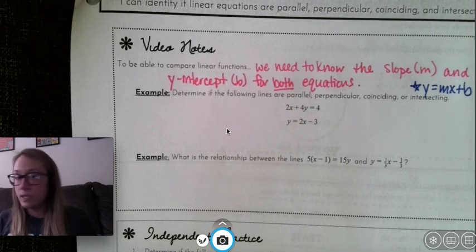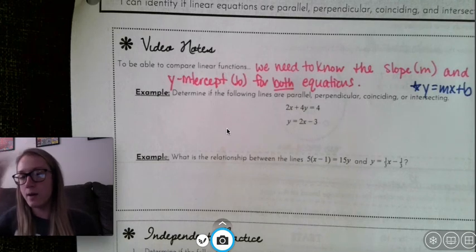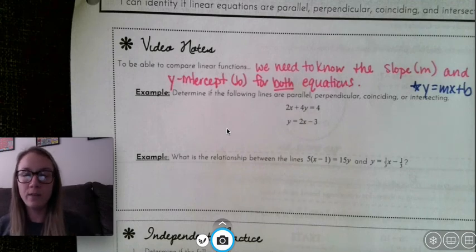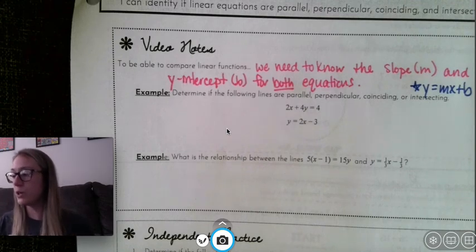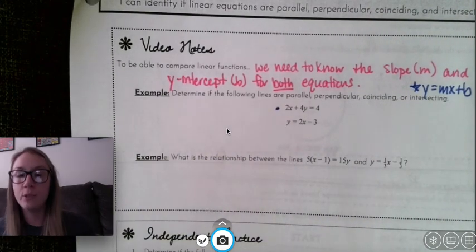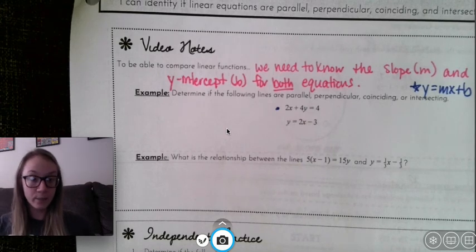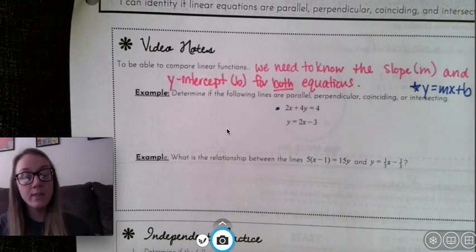So for the first example, we have two equations, and we're going to walk through them together. So it says, determine if the following lines are parallel, perpendicular, coinciding, or intersecting. So for the very first one, I'm going to put a little blue dot because I'll do the work in blue for that one. If we look at that, we have 2x plus 4y equals 4. That is not in slope-intercept form. So we are going to have to manipulate it.